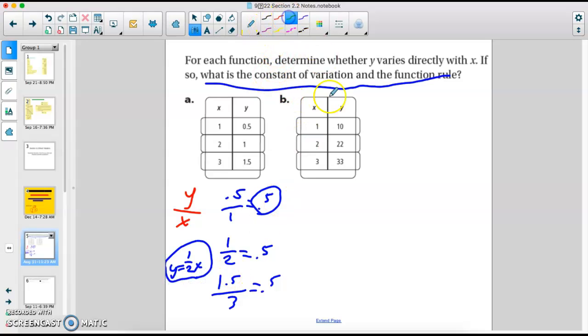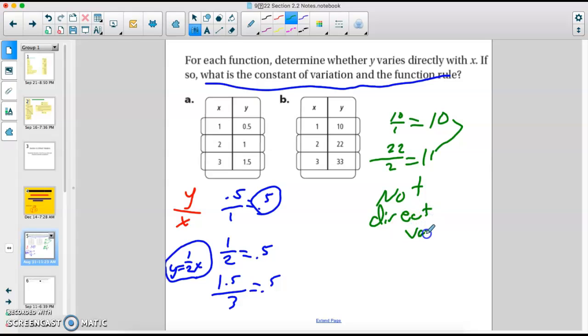Okay, so same thing over here. We just start testing them out. Y divided by x. So 10 divided by 1 is 10. 22 divided by 2 is 11. Uh-oh. And so right here, these numbers aren't the same, and so this is not a direct variation. Not a direct variation, because these two numbers are different. All of them have to result in the same number.